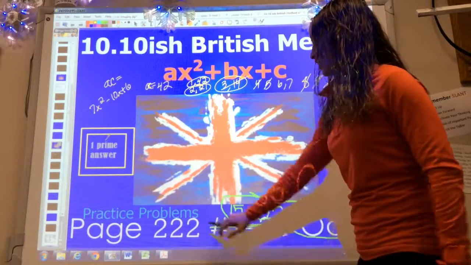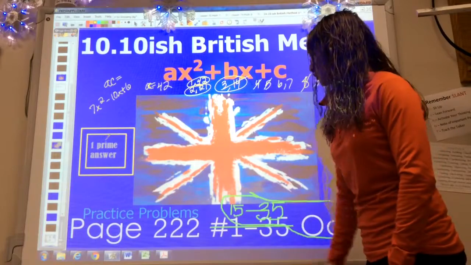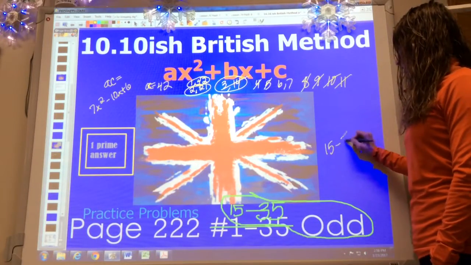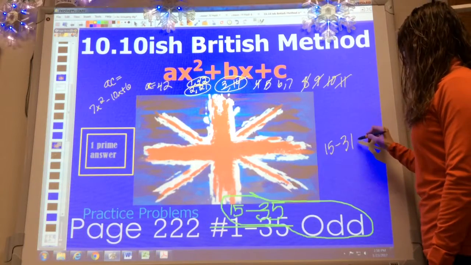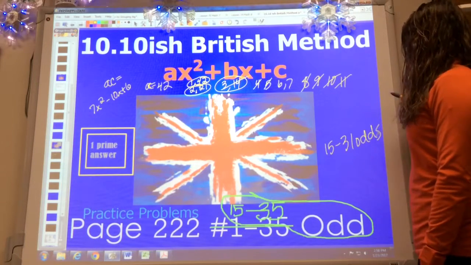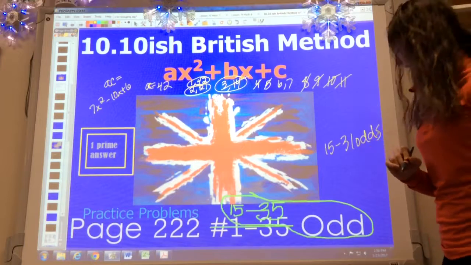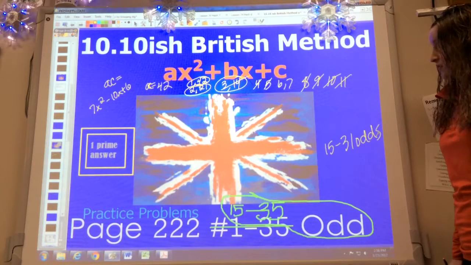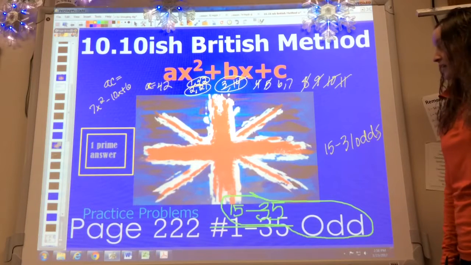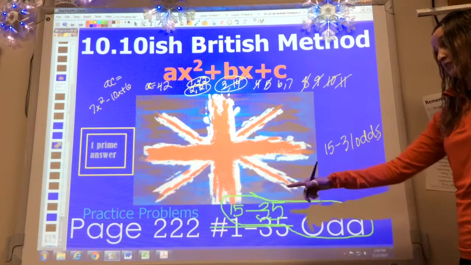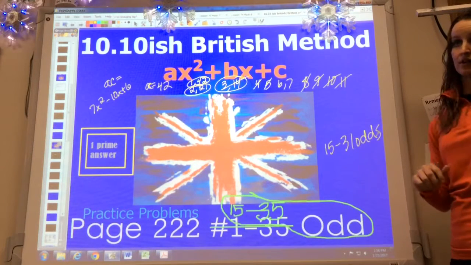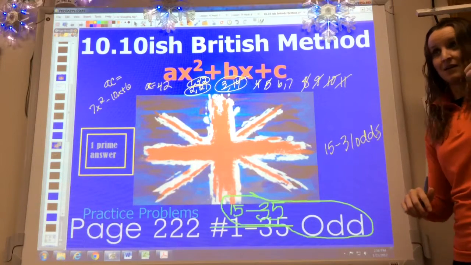So today's problems, they are your practice problems, page 222, 15 to 35. And today, if we work all the way to the end of the bell, we will do 15 to 31 odds. Please show your work just like we did in class. You have a few minutes to start. So page 222, under the practice problems, 15 to 31 odds. Wonderful.